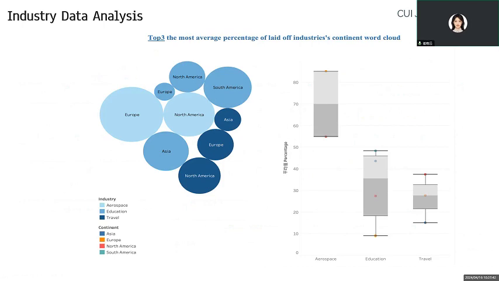plot. We can see that North America is the red node on the top of the box line, and as for Asia, it is on the bottom, which means we have the lowest percentage of layoffs in those specific industries. Which also aligns with my group mate's previous work.